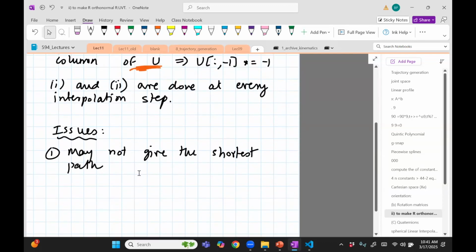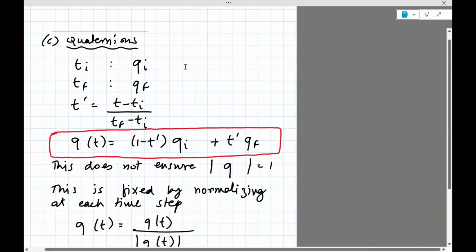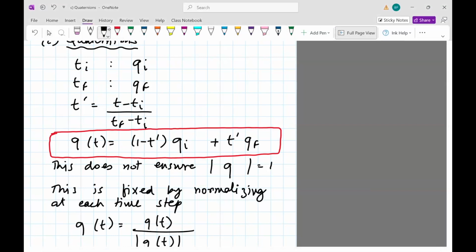Now, this is the problem again. This particular method of rotation matrix interpolation may not give the shortest path. Again, I'll talk to that once we get to the quaternions. Finally, we come to the quaternions. Same way, the initial quaternion and final quaternion are 4 cross 1 vectors, with 4 elements. You do the same thing with quaternions, the same formula.